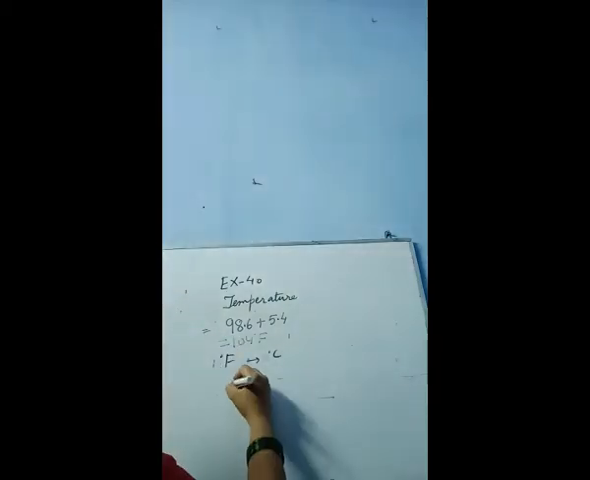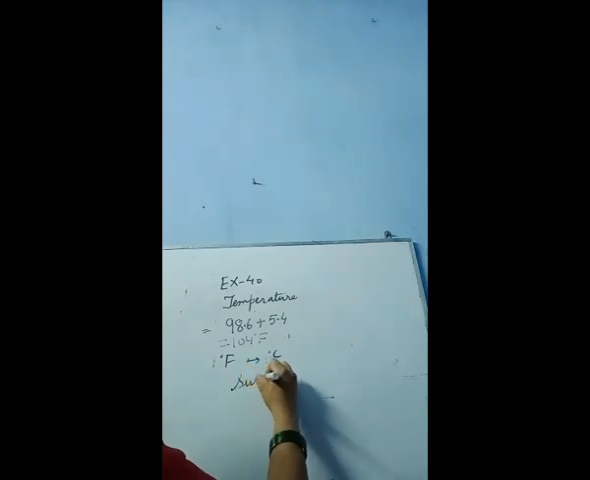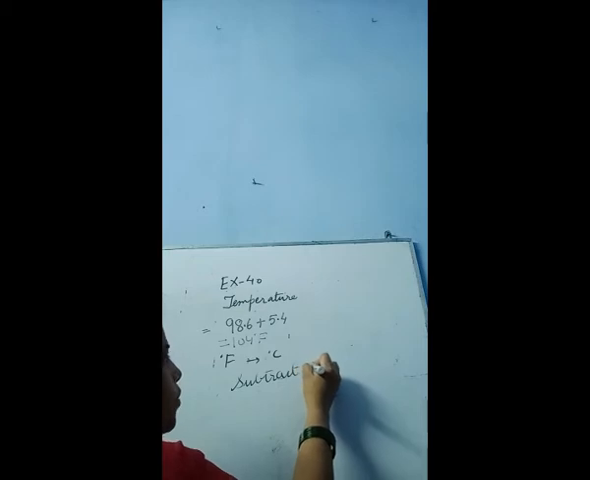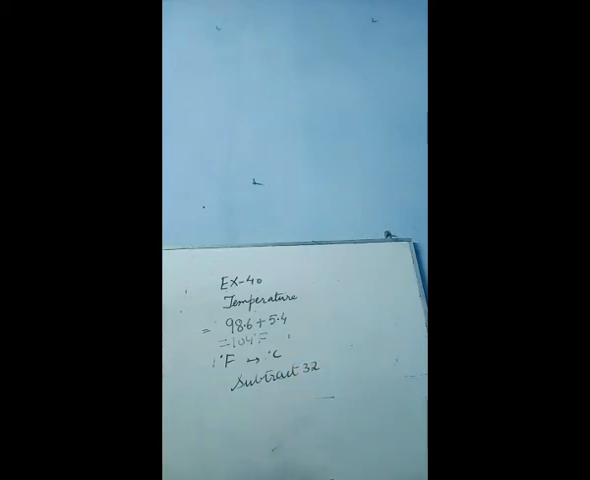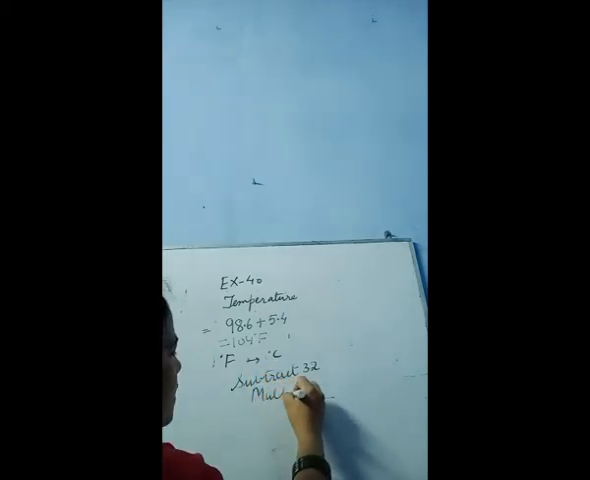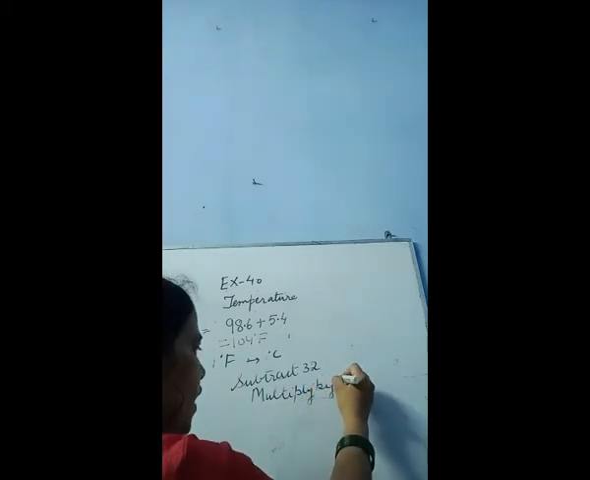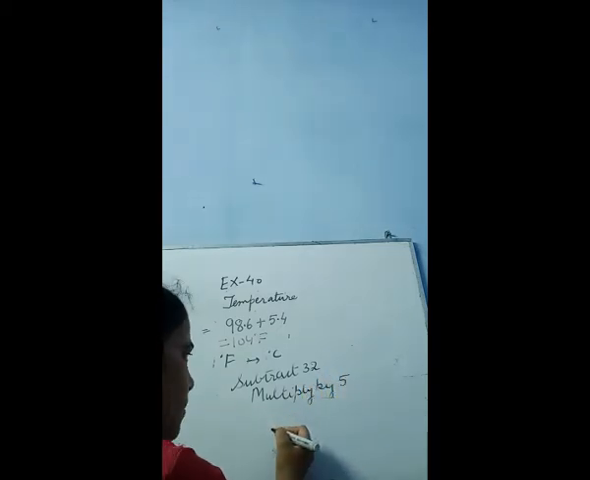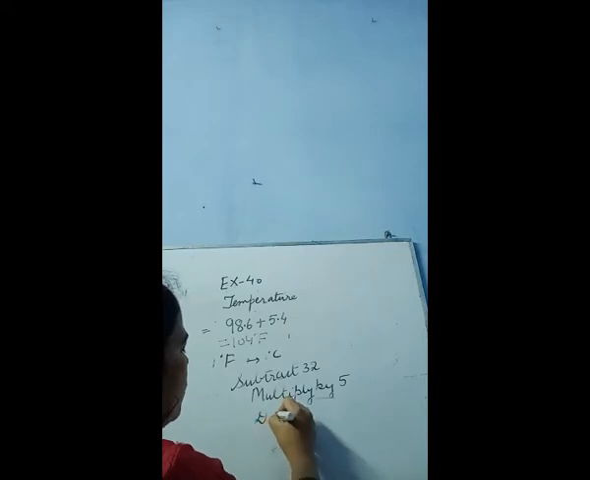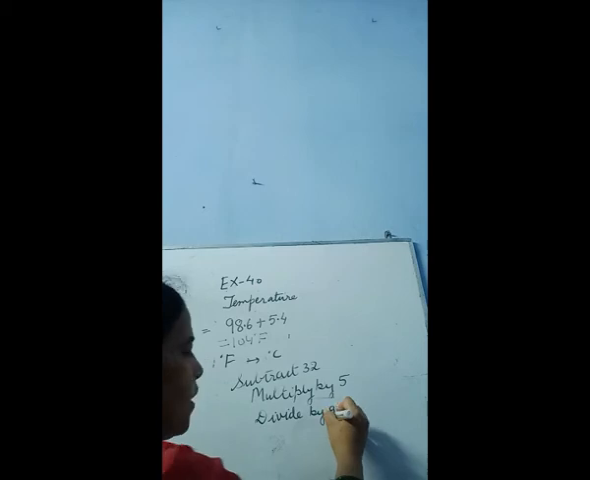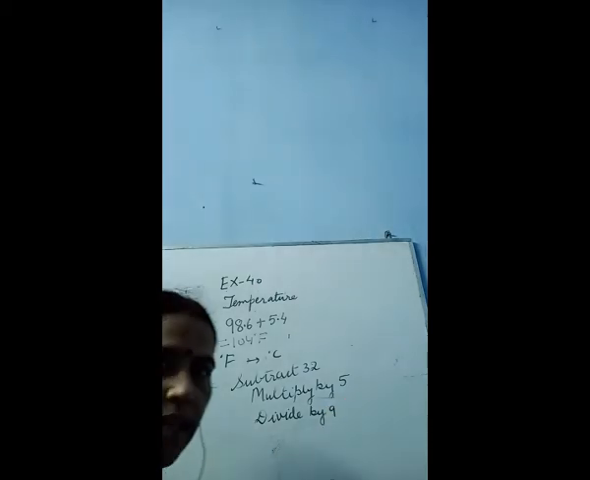First subtract 32. Understood? And then multiply that by 5. Then we will divide it by 9. Okay children, so first subtract 32, then multiply by 5, then divide by 9.